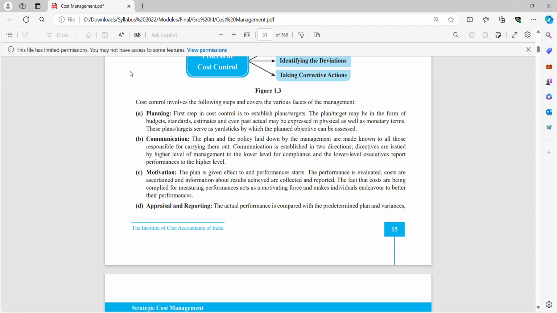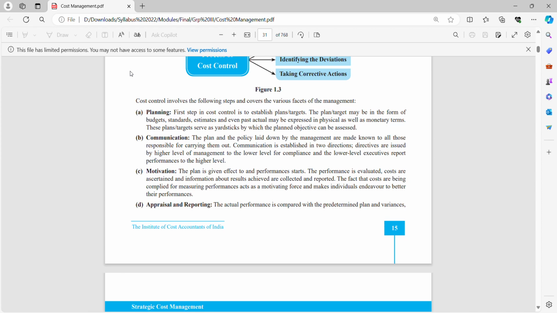Motivation. The plan is given effect to and the performance starts. The performance is evaluated, costs are ascertained, and information about results achieved are collected and reported. The fact that costs are being compiled for measuring performance acts as a motivating force and makes individuals endeavor to better their performances.